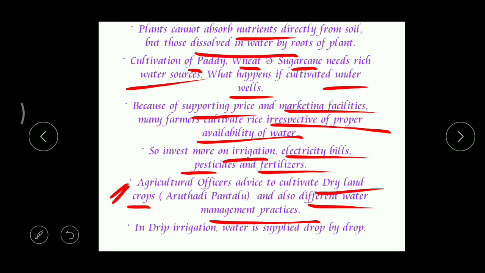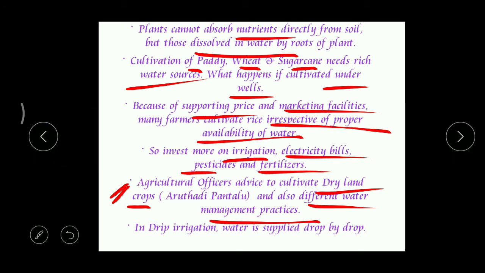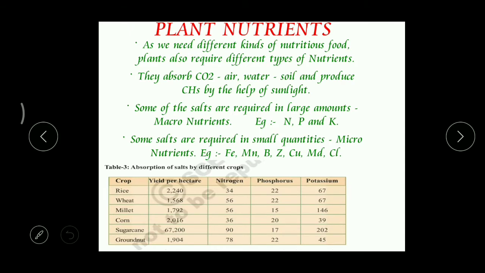So both sprinkler irrigation and drip irrigation together are called micro irrigation. Got it? That is called proper water management practices. In this way, whenever we go for these Arutadi Pantalu or water management practices, ultimately the farmer will get more and more profits. So in drip irrigation, how is water supplied? Drop by drop. Correct. Okay, so plant nutrients.